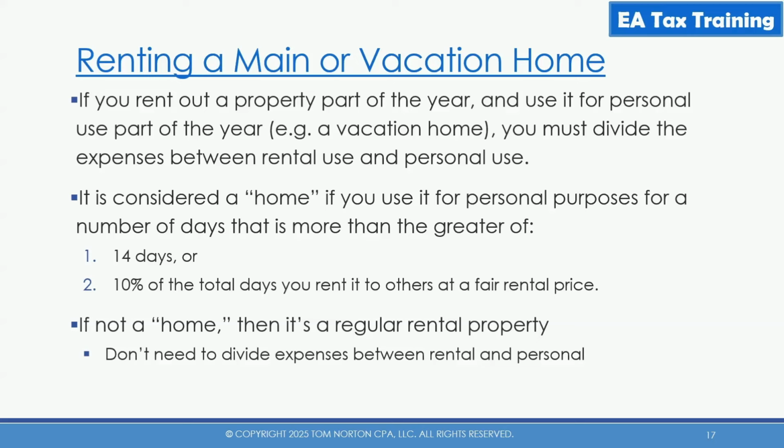So let's say you've got this vacation home at the beach and you rent it out for 100 days during the year and you use it personally for 18 days. In that case, it is a home because you're looking at the greater of these two things. 10% of the total days that you rented it, 100 days, is only 10 days. So you're looking at 14 days as your test because that's the greater of the two. You use it personally for 18 days. Therefore, it is a home. And then you have to divide those expenses between personal and rental.